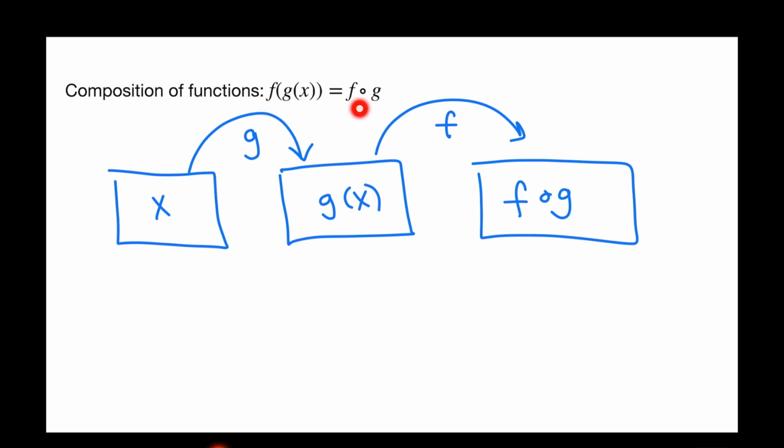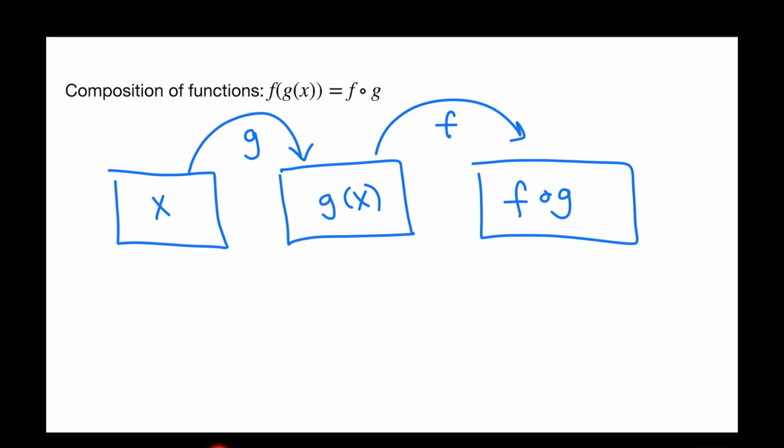Or we can use this little circle to mean composition. I read this as f composed with g. What this notation means is we start with our input, which is x. We plug that into function g, that gives us g of x. And then this g of x is now our input for function f. We plug that into function f, and that gives us our composition, f composed with g.